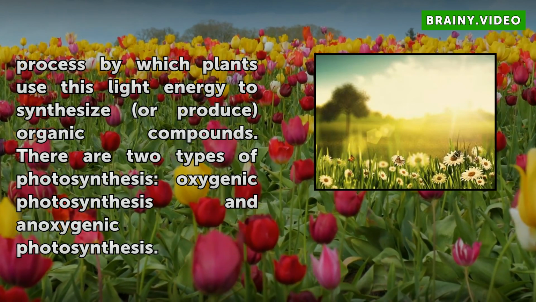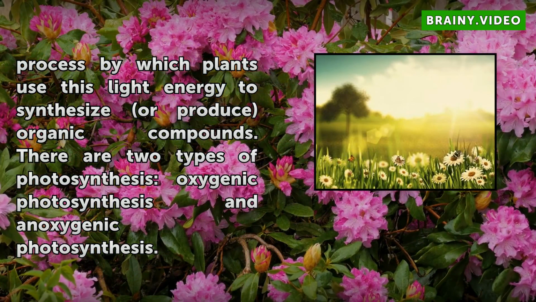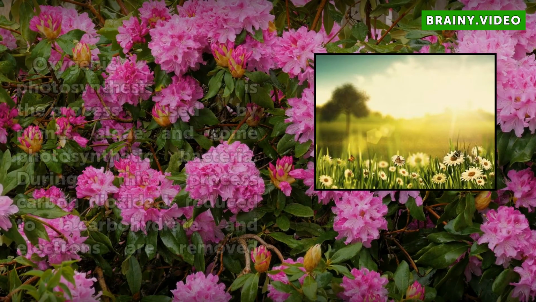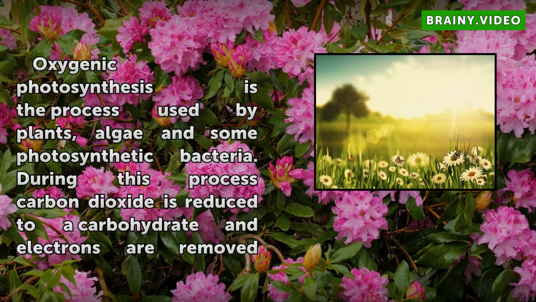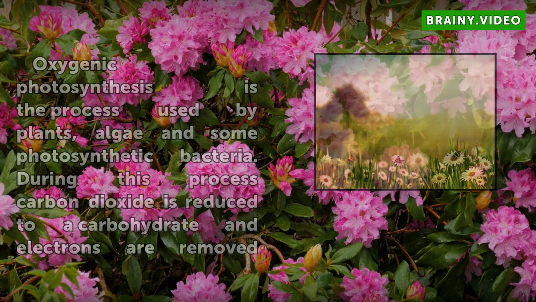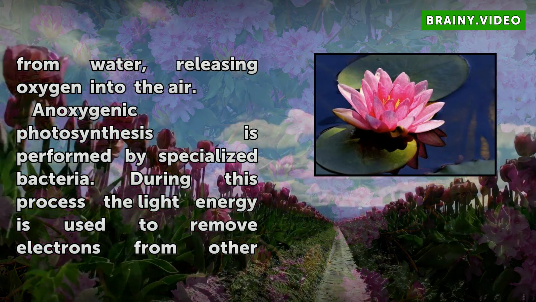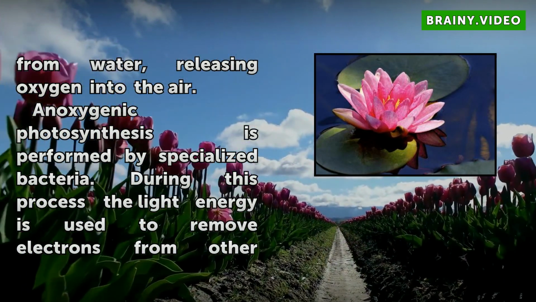There are two types of photosynthesis: oxygenic photosynthesis and anoxygenic photosynthesis. Oxygenic photosynthesis is the process used by plants, algae and some photosynthetic bacteria. During this process, carbon dioxide is reduced to a carbohydrate and electrons are removed from water, releasing oxygen into the air. Anoxygenic photosynthesis is performed by specialized bacteria.